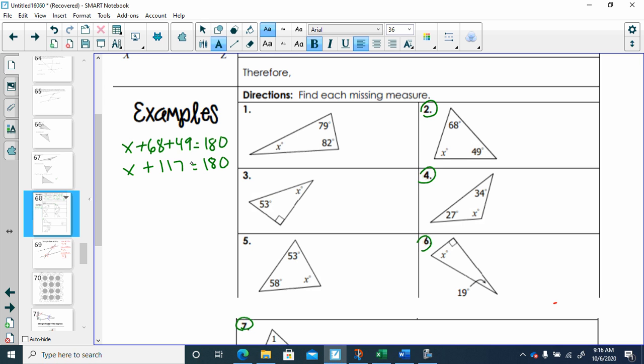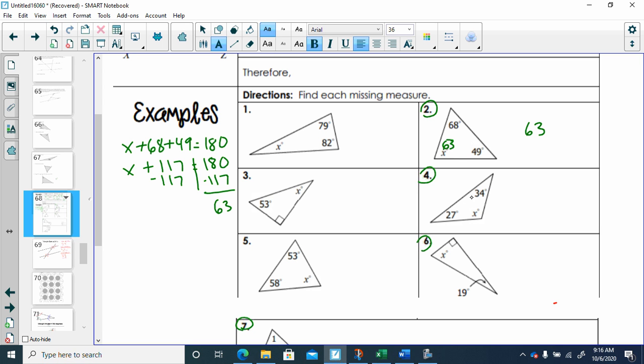What am I going to do to get the X by itself? I subtract 117 from both sides. 180 minus 117 is equal to 63. That means this angle here should be 63 degrees. How can I check myself to see if it's right? Add these three up and see if they add up to 180. 63 plus 68 plus 49. Does that add up to 180? Yes, it does. Okay, so your answer is 63.